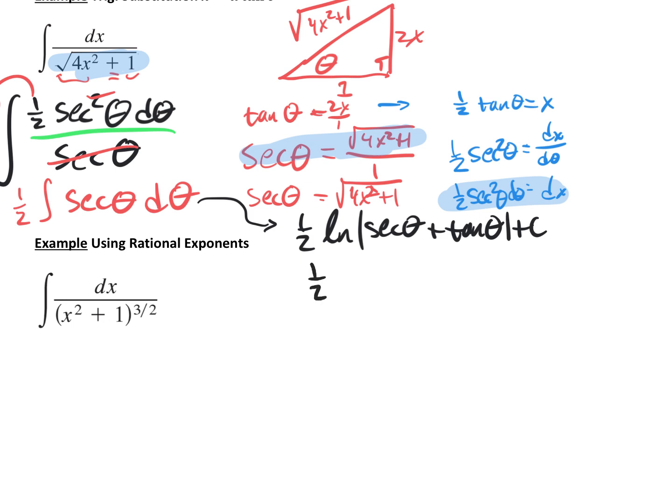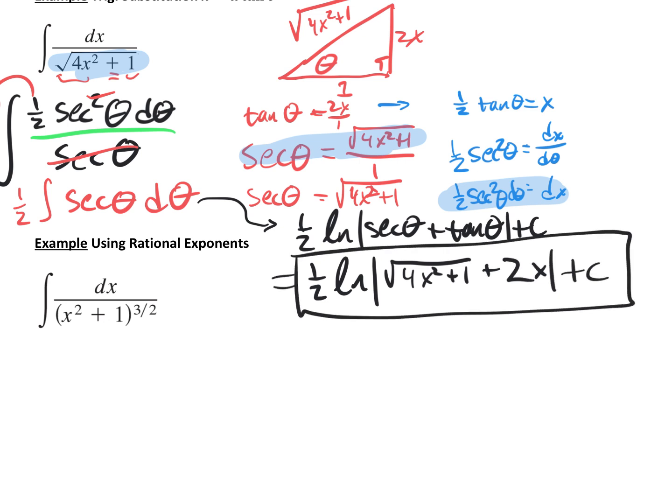So we got 1/2 times the natural log of secant theta, which was the square root of 4x squared plus 1. That comes from here. And then tangent theta is 2x. So plus tangent theta. Nope, I'm sorry. Plus 2x. There we go. We want it in x's. Plus c. There you go.